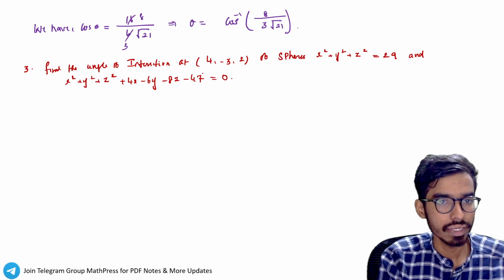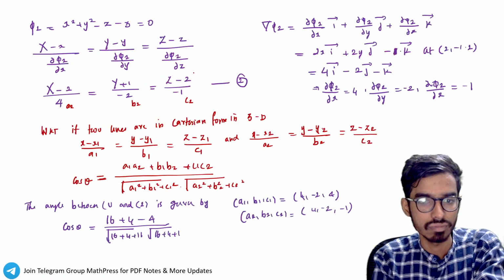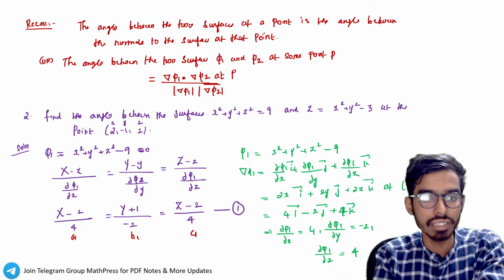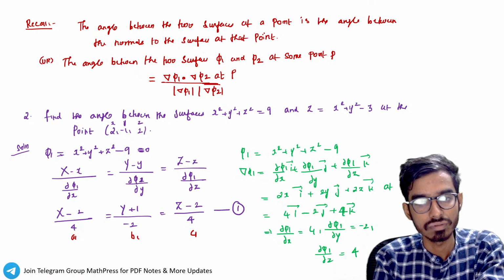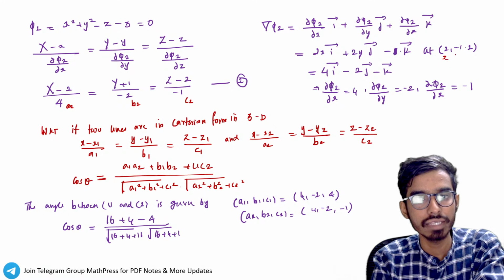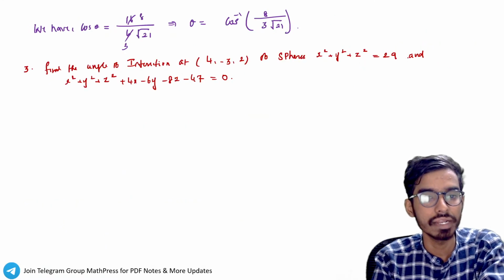How does that 4i plus 2j plus 4k come? See, I'm just substituting this point for x, y, z. So x is 2, y is minus 1, z is 2. So x is 2, so 2 twos are 4, y is minus 1 and z is 2. We are finding at this point, and here also at this point. So this will be x, this will be y, this will be z. Substitute x, y, z as 2, minus 1, 2.